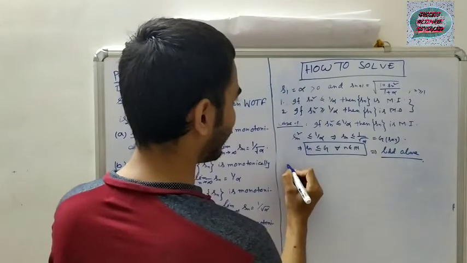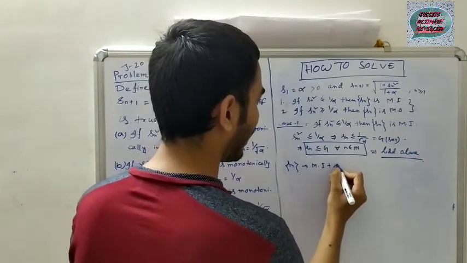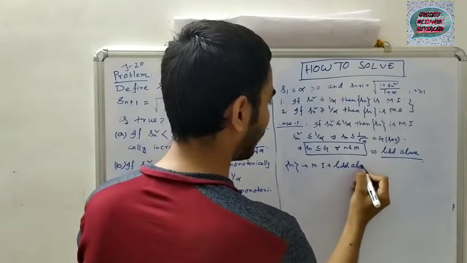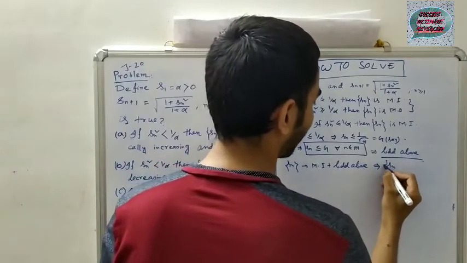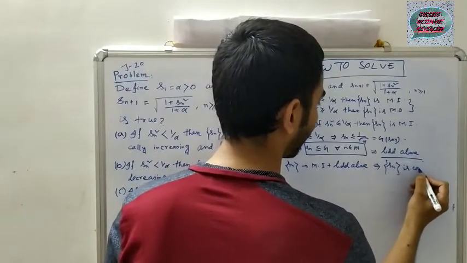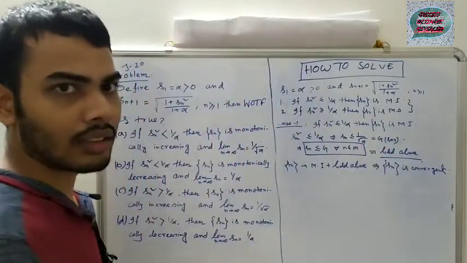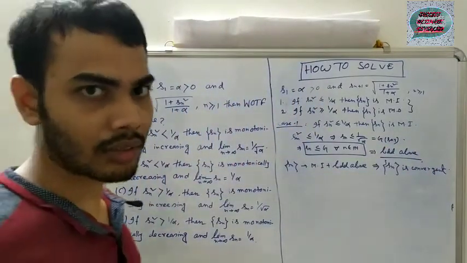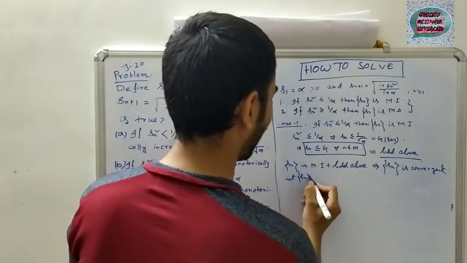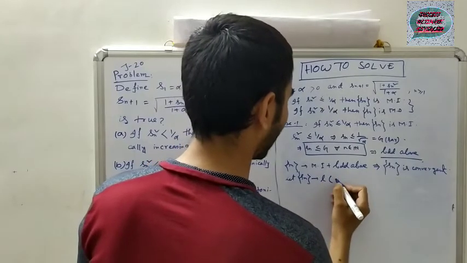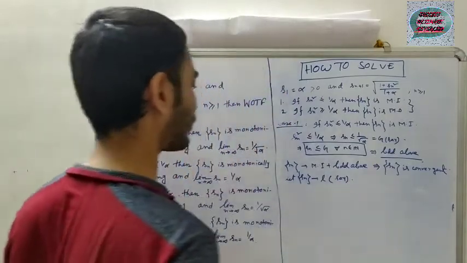So Sn is monotone increasing plus bounded above. So from the previous theorem we can say that Sn is convergent. Clear? So Sn is also convergent. Let Sn converge to some real number, we say that is L.